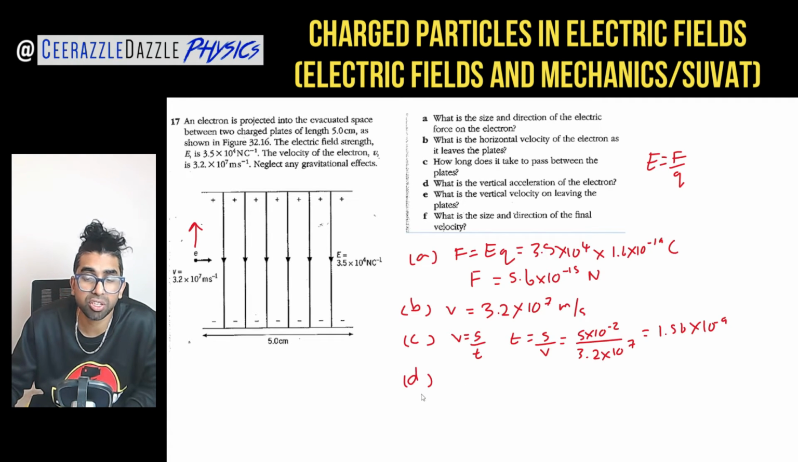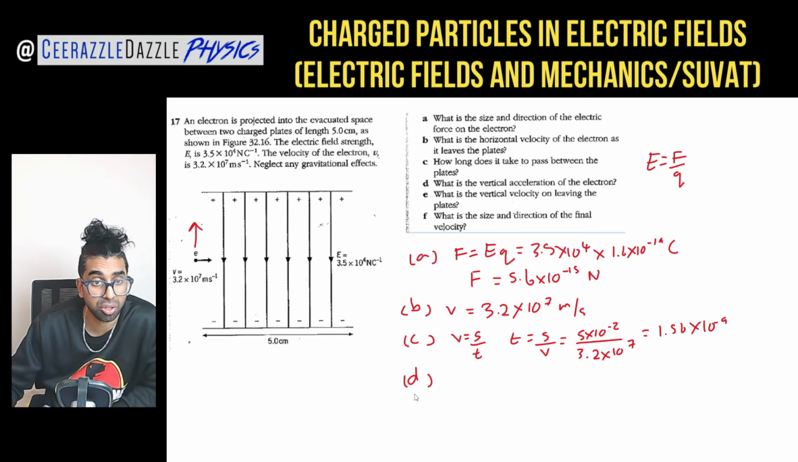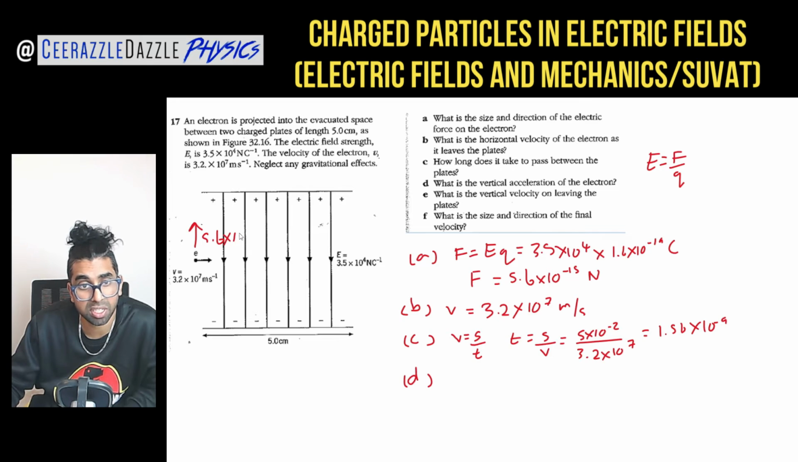Then it's going to be part D. What is the vertical acceleration of the electron? Right, okay, so what is the vertical acceleration of that electron here? What are we going to do? We know it's going to get a force. We already calculated that force upwards. This one was 5.6 times 10 to the minus 15 newtons upwards over here. What would be the acceleration? Well, this is the resultant force.